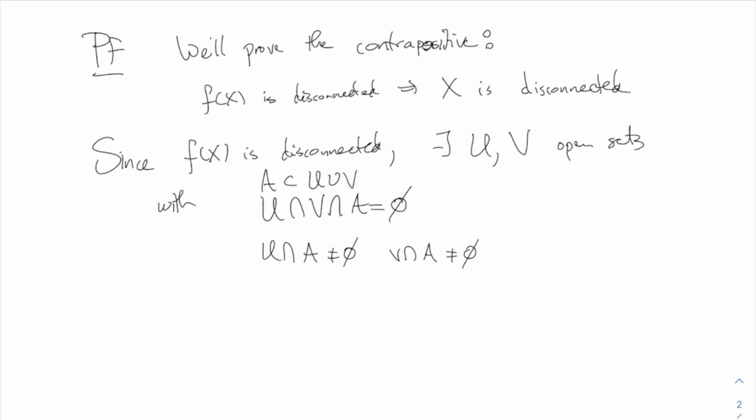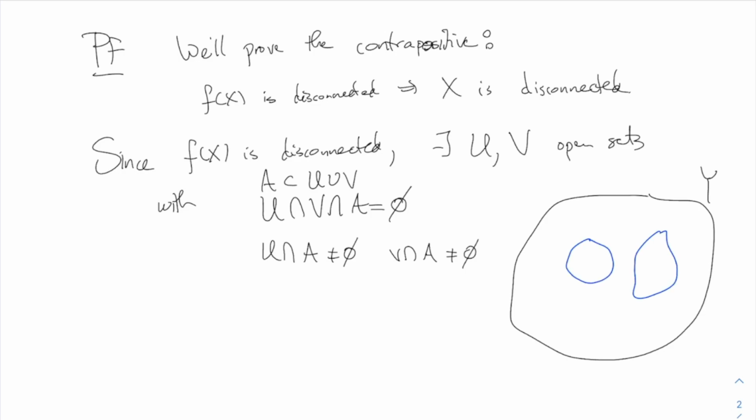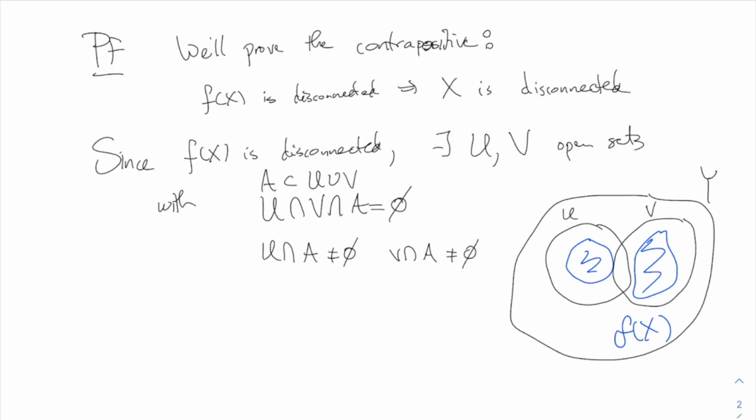And the picture you should have in mind is there's all of Y here, and then my set, which is disconnected, is f of x. So it's in 2 pieces here and here. This is f of x, and then those are inside of U and V. Maybe they look like this. They can have some overlap, but that overlap is not part of f of big X.